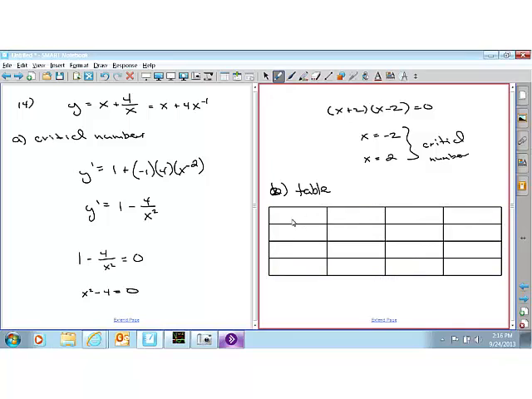So the headings are the same as we had in the previous problem. You have interval, you have test value, you have sign of, in this case, y prime, because we're using y, and then you have a comment or something like that. Let's see, what do they call it? Conclusion.